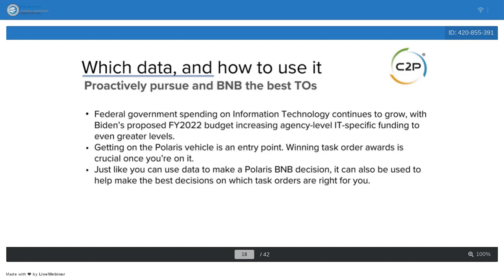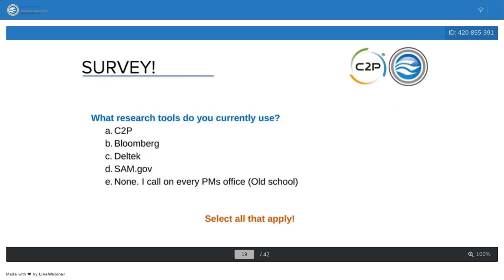Getting on Polaris is obviously the entry point. Winning the task order awards is really the crucial goal for everybody. And just like you can use data to make a bid/no-bid decision on Polaris as a whole, you can use it to make the best decisions on which task orders are right for you. If you remember, we did a joint webinar, probably over the summer, when we helped everyone look at whether Polaris was the right vehicle for you. So now we're using the time while we still wait for this contract to come out to start talking about how to decide on the task orders once you've made that decision to bid on Polaris and win your seat.